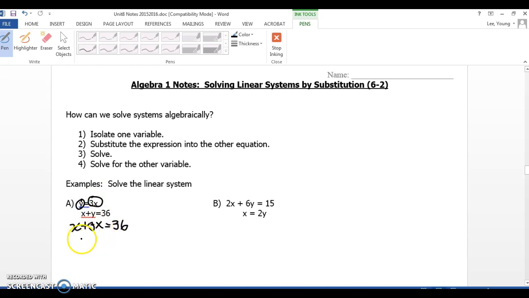Why did I substitute? So that I don't have to have two variables. Now I only have one variable, in terms of x, so I can solve this equation so easily. x plus 3x is what? There's an invisible 1 in front of x, so it's 1x plus 3x, which is 4x, equals 36. Now what do you do? You divide by 4. So x is equal to 9.